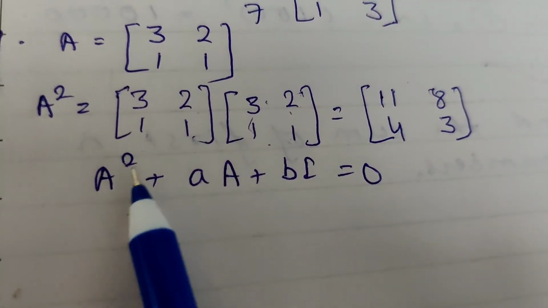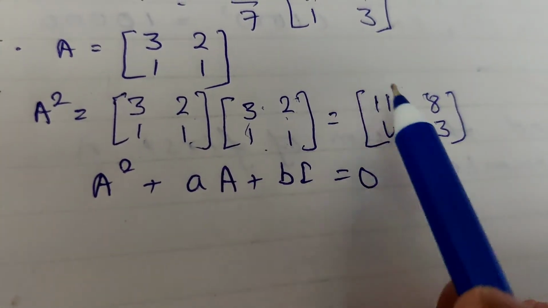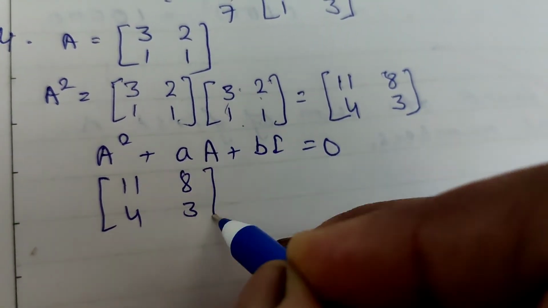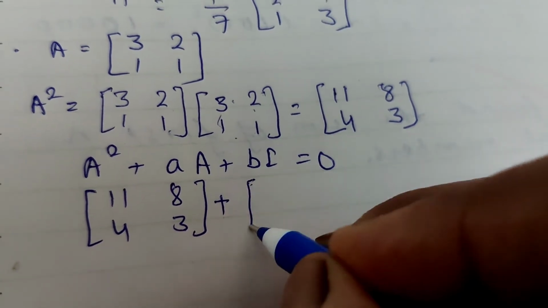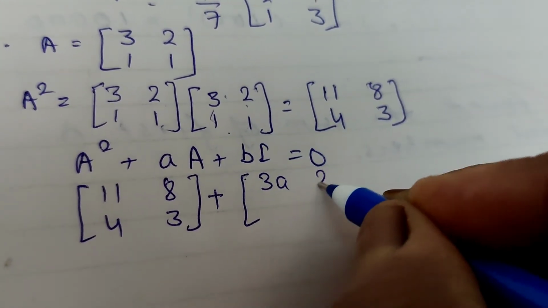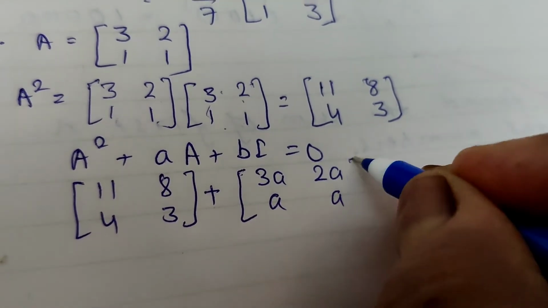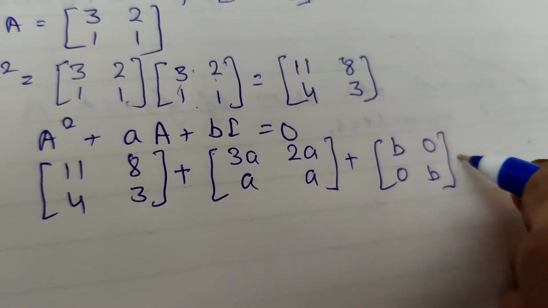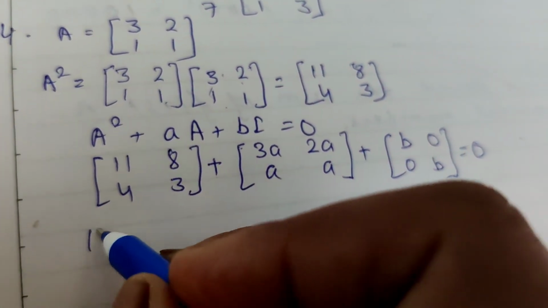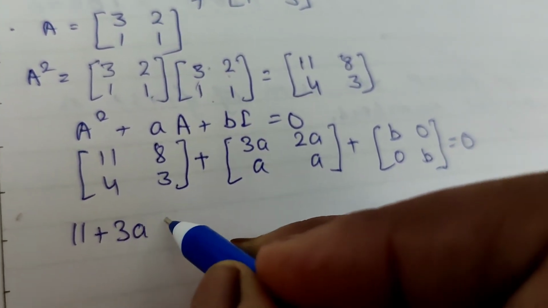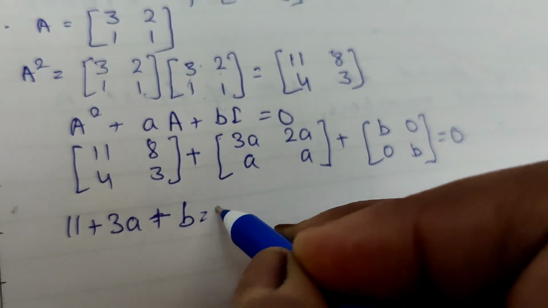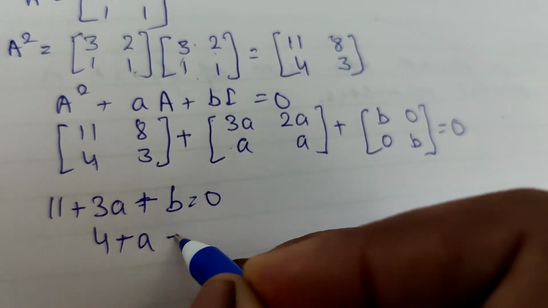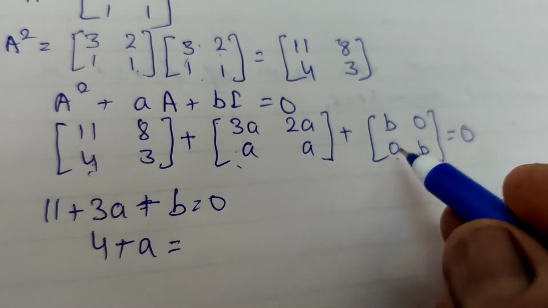Now put the values of A square plus aA plus bI. In this, A square is 11, 4, 8, 3. And aA means a multiplied in each element of A: 3a, a, 2a, a. And bI means b, 0, 0, b equal to 0. Now solve the equation. 11 plus 3a plus b equal to 0. And 4 plus a equal to 0.